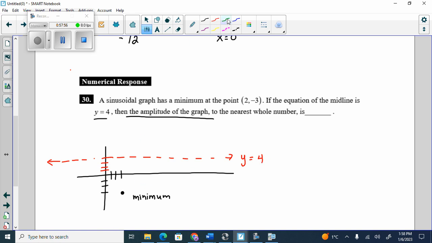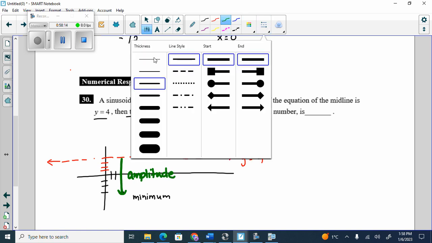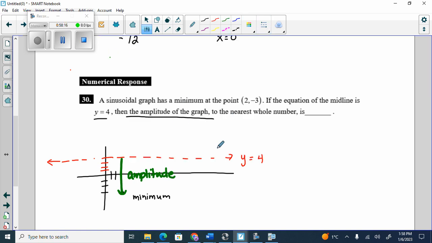Now remember, the distance from the minimum to the midline is half of the graph, right? It's half of my sinusoidal function. So this is my amplitude. From the minimum to the midline and the maximum to the midline is the amplitude. So if it wants the amplitude, we can just count. This is 1, 2, 3, 4, 5, 6, 7. How many steps did it take me to get there? 7. So my amplitude is 7.